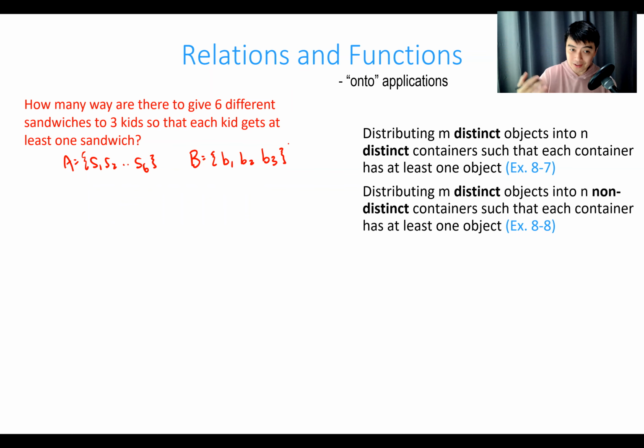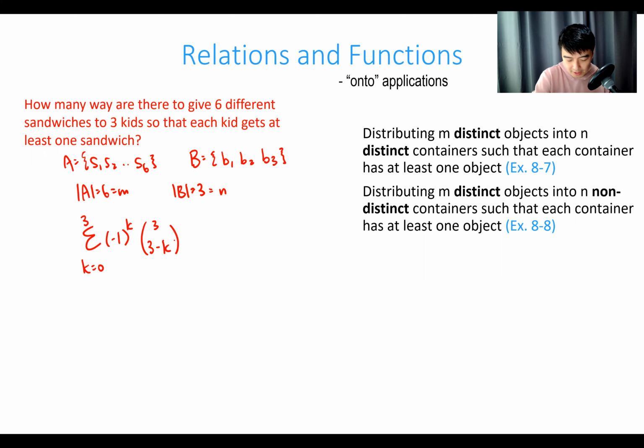So, well, we have the equation here. We have the size of A is equal to 6 and the size of B is equal to 3. And so according to the equation that we just put in the previous slide, the solution here is k equals 0 up to 3, so up to n. Sorry, this is m and this is n. Okay, so the k from 0 up to 3, -1 to the power of k, and then we have n choose n minus k, and then n minus k to the power of m.